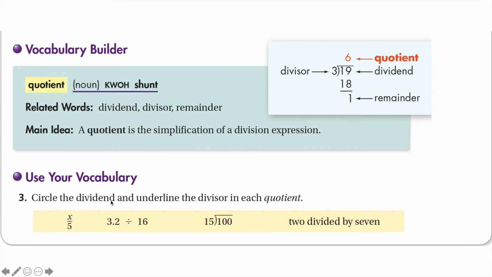Can we circle the dividend and underline the divisor? Well, in order for us to know the true difference between the two, the dividend is going to be the number that we're dividing from. The divisor is the number that we're dividing by.